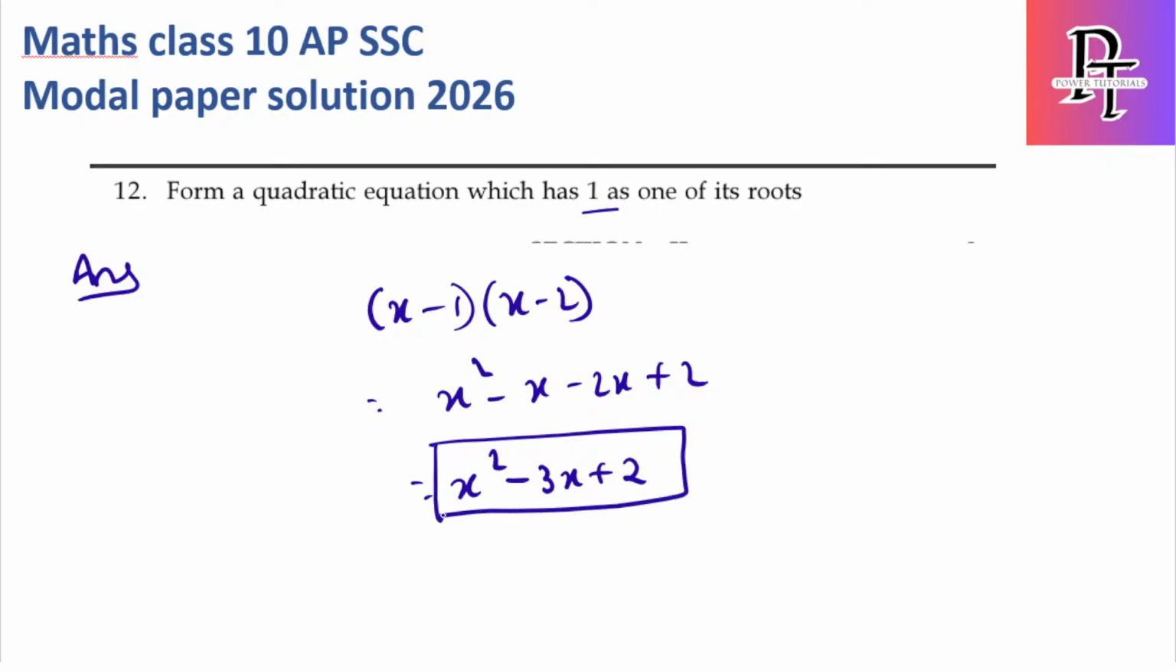I don't say this is the only answer, this is one of the answers. Why? Because they are saying that one root is 1. They are not saying anything about the other root. It can be 1 or any number. So I am using the other number as 2.